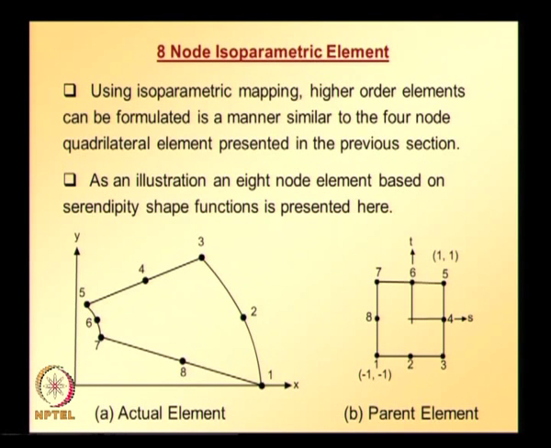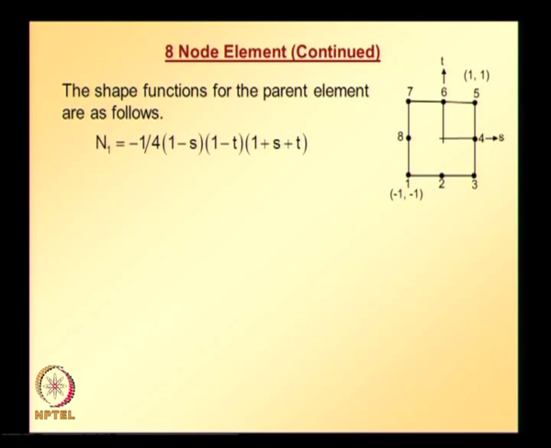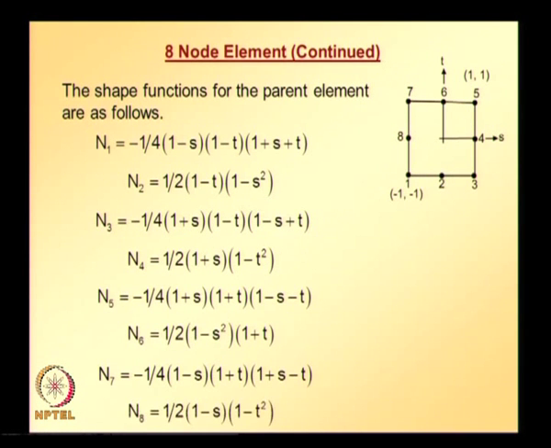So, first thing is we require to write or note down the shape functions of all the 8 nodes of the 8 node serendipity parent element, which is shown on the right hand side, and the actual element in the figure is shown on the left hand side. These shape functions for the parent element are as follows. All these shape function expressions we have seen earlier, and also we discussed how to derive these.